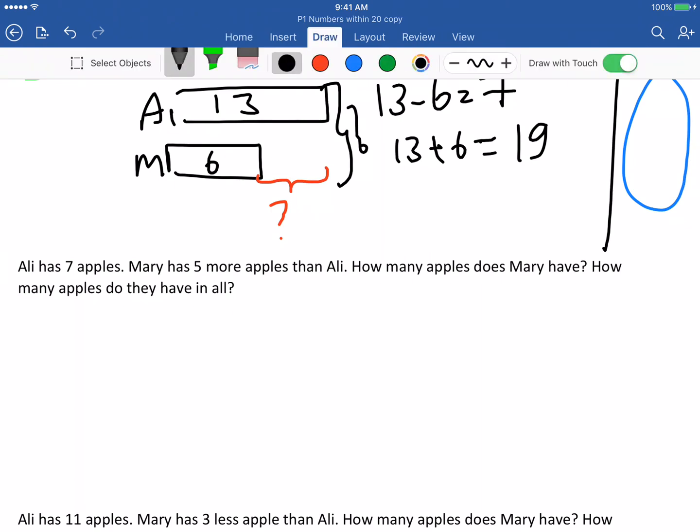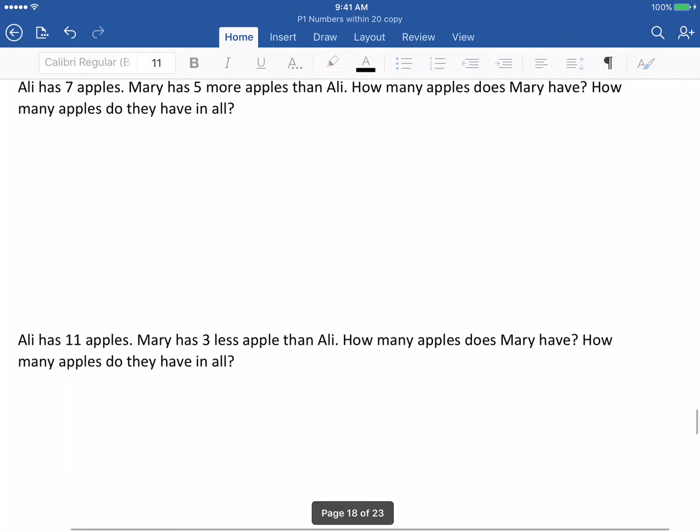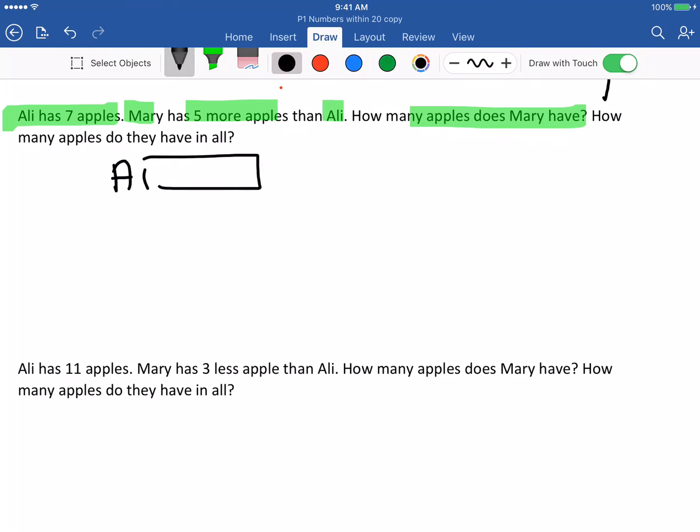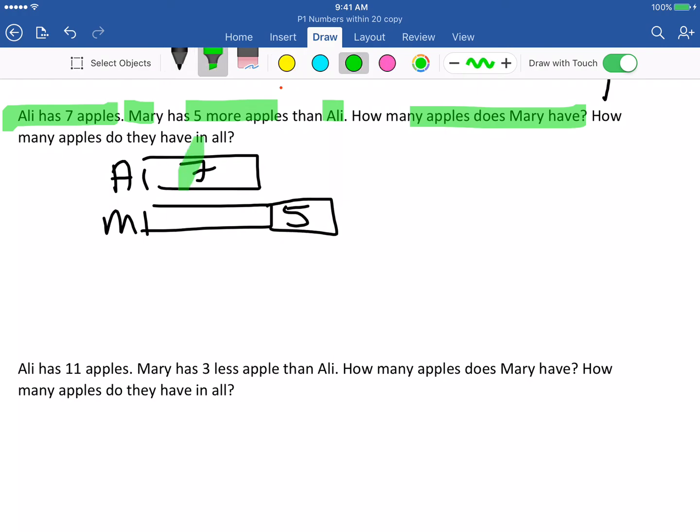Next question. It's given that Ali has 7 apples and Mary has 5 more apples than Ali. So how many apples does Mary have? So let's draw the model. Ali got 7 of it. Now the question says that Mary has 5 more than Ali. This is what you're gonna do. If this component here is 7, which component is also 7? This component must also be equal to 7.